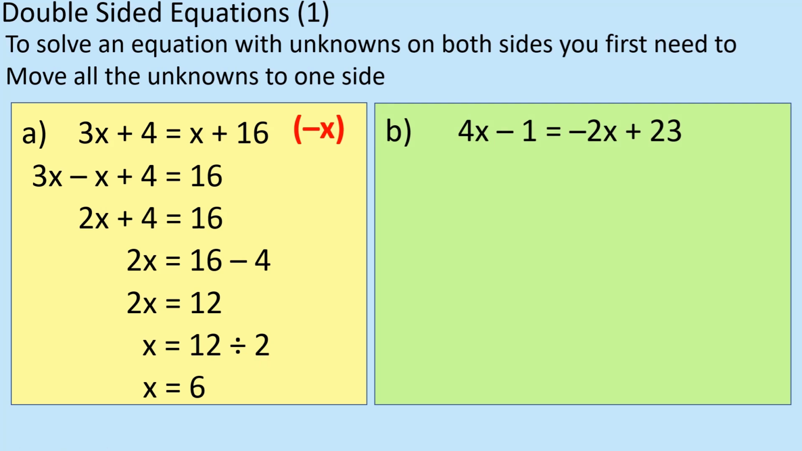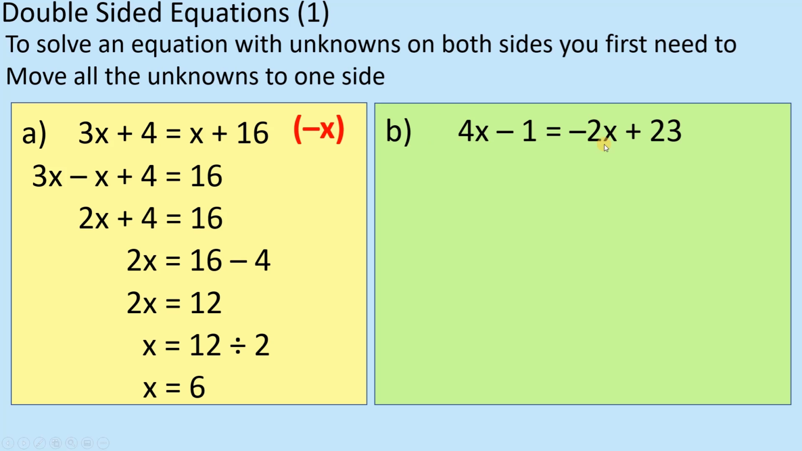Okay, let's have another look at one. A little bit more awkward this time around because we've got a negative involved. But the method's the same, as long as I stick to it. I've got a 4x on the left-hand side and a minus 2x on the right-hand side. Like I said in the first one, I always look at the smallest x and take it to the other side. Minus 2 is a lot smaller than 4, so I'm going to move the minus 2x to the left-hand side.